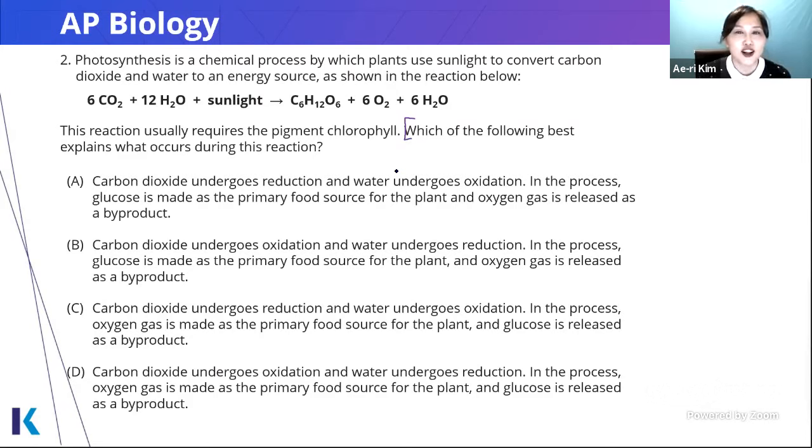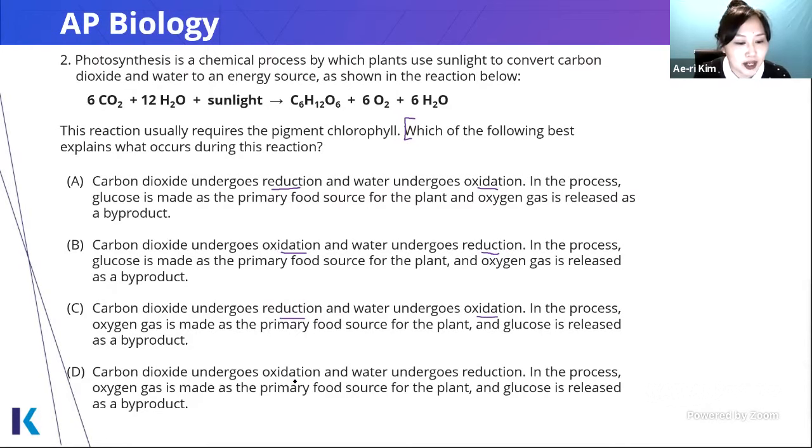This is what I call a very vague and open question. Which of the following generally tends to mean anything or many things can be true about the answer choices. So you want to make sure you scan the answer choices to figure out what it is that this question is really looking for, what best explains. So if I take a look, carbon dioxide, I see patterns like reduction, oxidation, and then the reverse process of water, right?